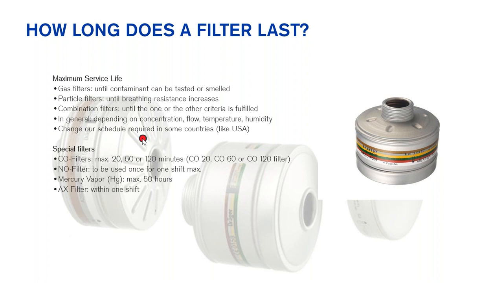However, special filters that we do offer under the EN or DIN versions, like CO filters, have to be determined based on the class level that we mention, like CO 20, which is 20 minutes, or CO 60, which is 60 minutes. AX filters, which are reactor filters, we usually use within one shift, which is a maximum of 8 hours, depending on the gases themselves.